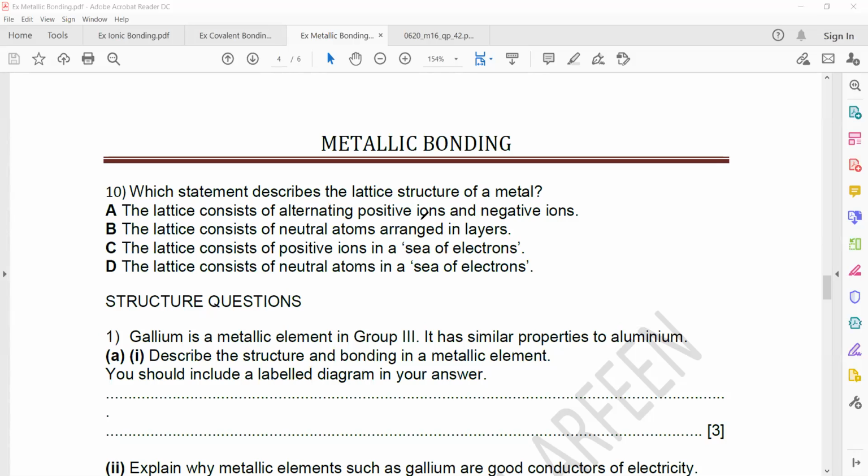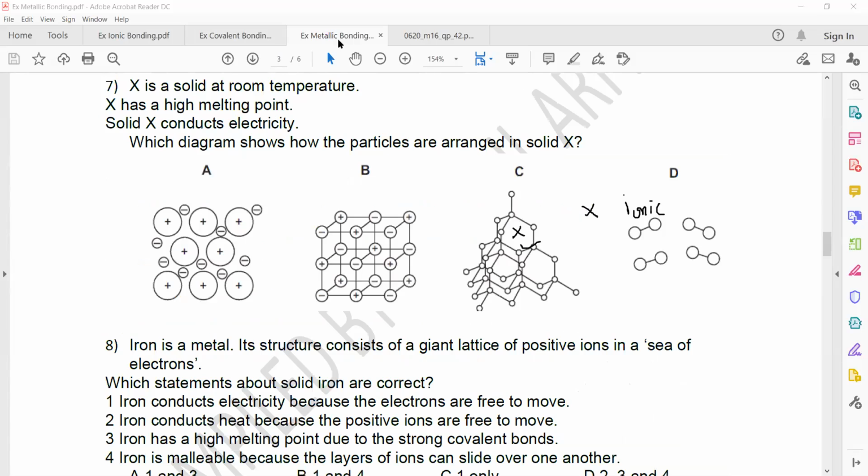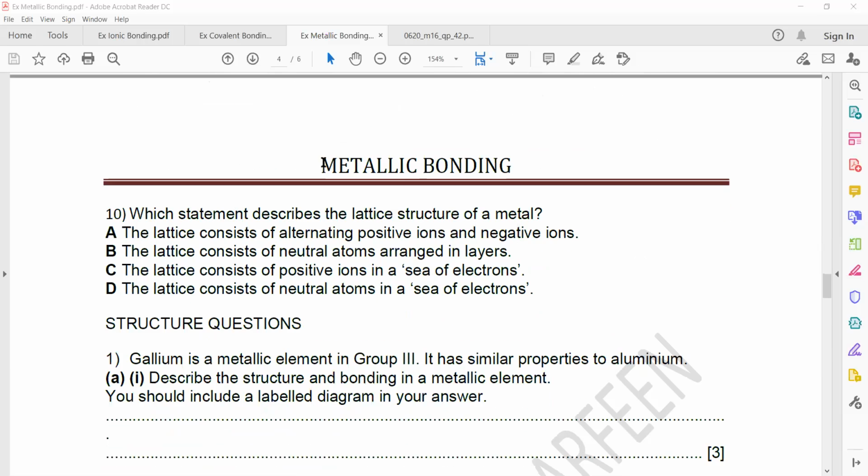Which statement describes the lattice structure of the metal? The lattice consists of alternate positive and negative ion. That's wrong. This is not the lattice of a metal. This is a lattice of ionic compound. The lattice consists of neutral atom arranged in a layer. There are no neutral atoms. Actually, there is a lattice of positive ions. The lattice consists of positive ion in a sea of electrons. Means there are positive ions and the free electrons. You can see here in the structure. This is a lattice of positive ions and the free or delocalized electrons. The lattice consists of neutral atoms. There are no neutral atoms. Actually, this is a positive ion. So C is the correct answer for 10.